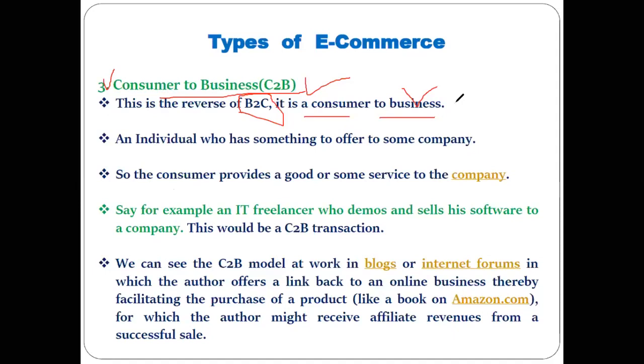Cars24 website, sir. Cars24. What is happening there? That is another type of e-commerce. That is the fourth type of e-commerce. We are coming to that. That is C2C. Correct or not?